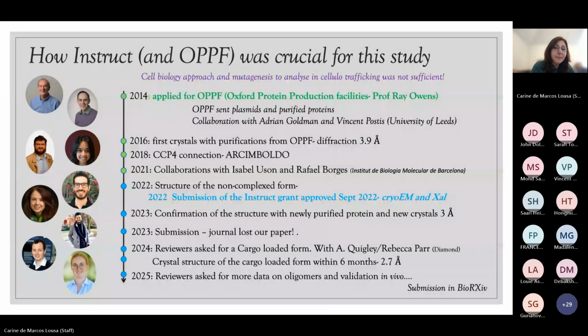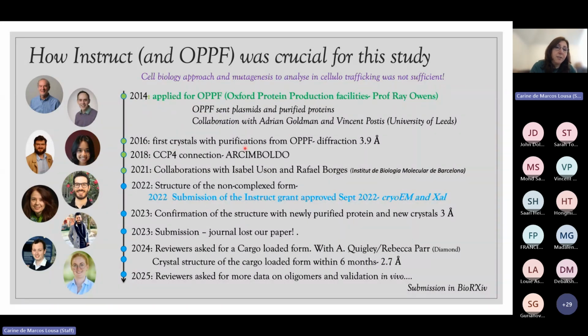And I just want to explain quickly how Instruct was instrumental in getting all this work done. In 2014, when I started this work, I applied for an Oxford Protein Production Facility Award led by Professor Ray Owens, and we got this award so we could collaborate with them to express and purify the first VSRs.